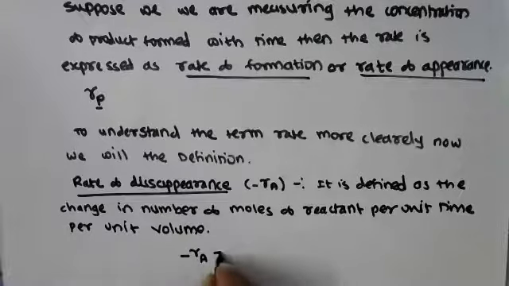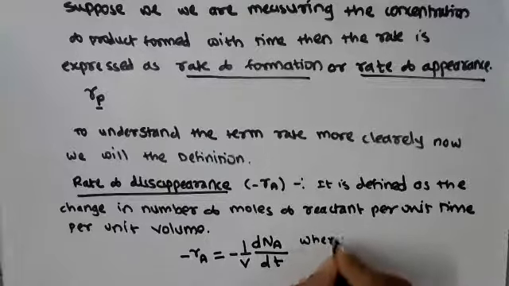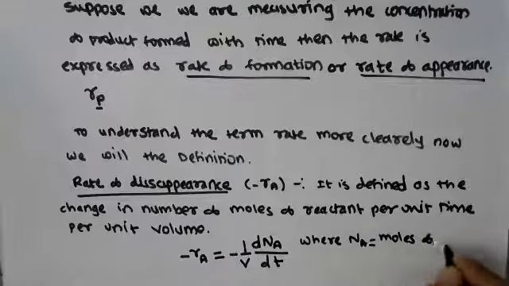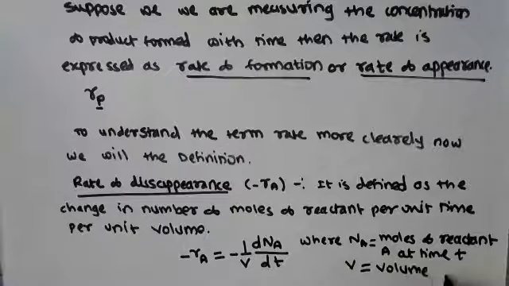So minus RA is equal to minus change in number of moles of reactant A, dNA, per unit time. The mole change will require certain time per unit volume. Change in number of moles of reactant per unit time per unit volume, where NA is equal to moles of reactant A at time T.